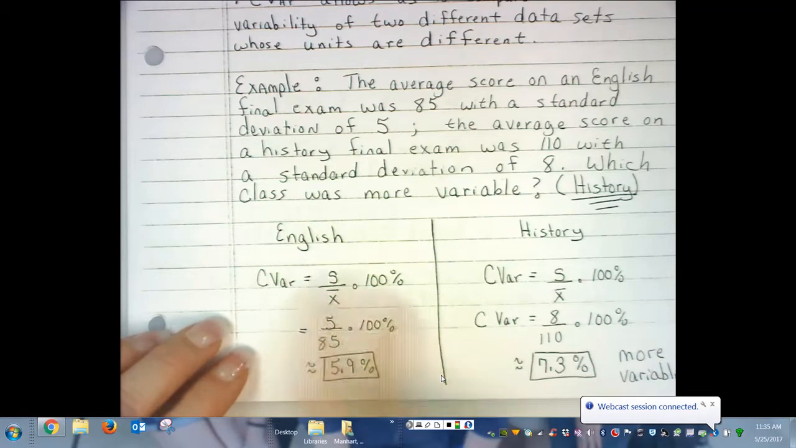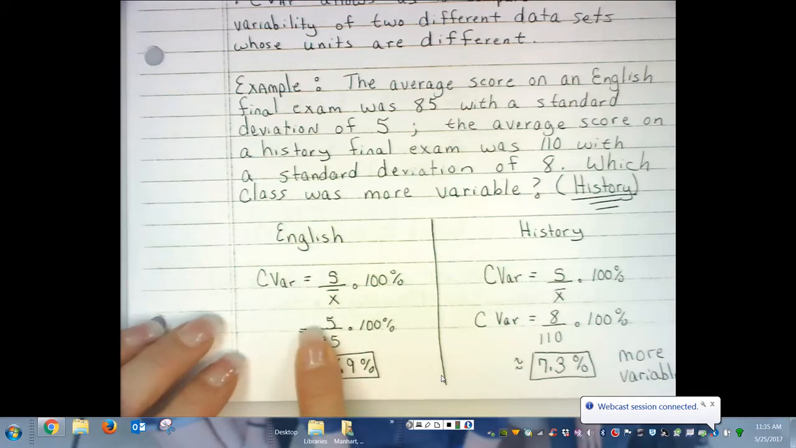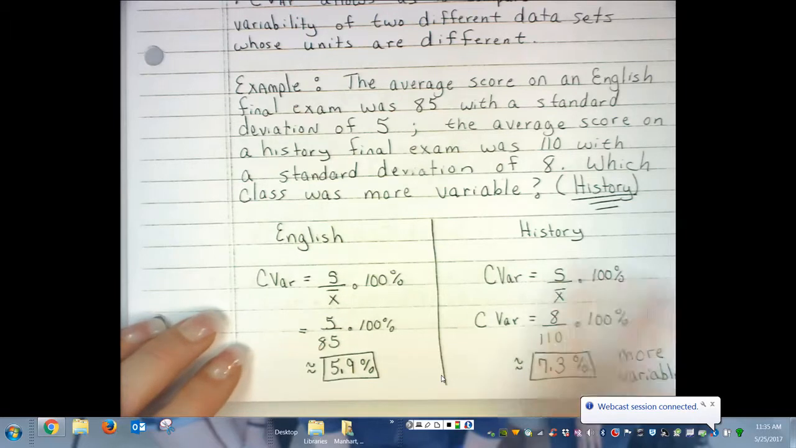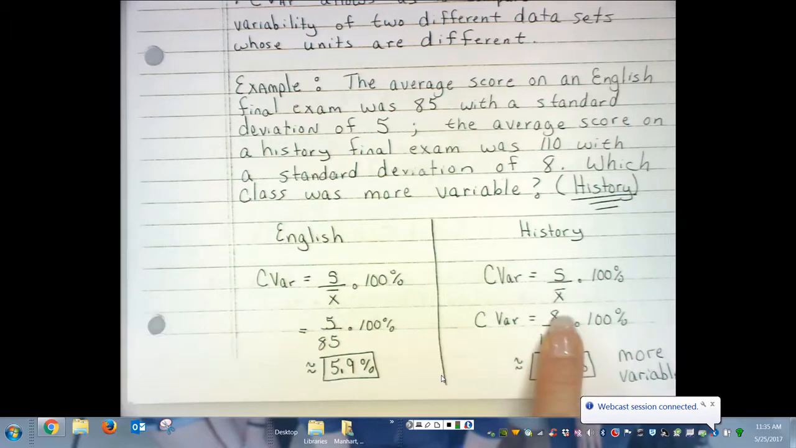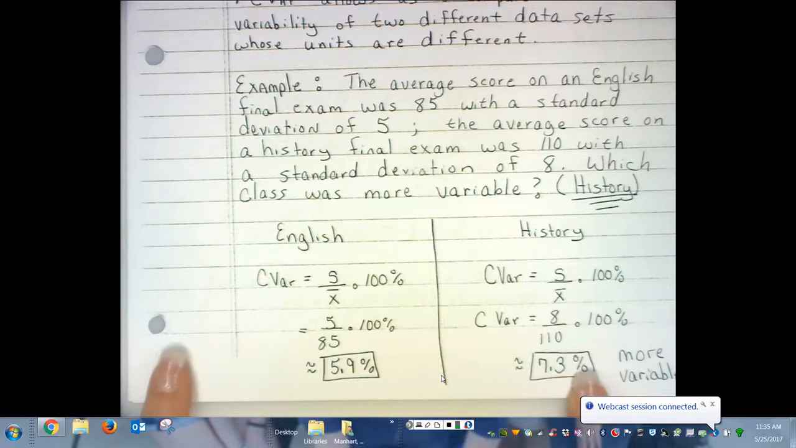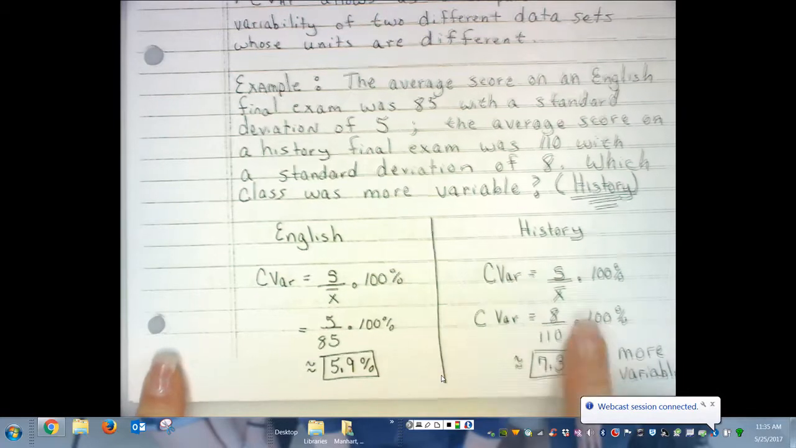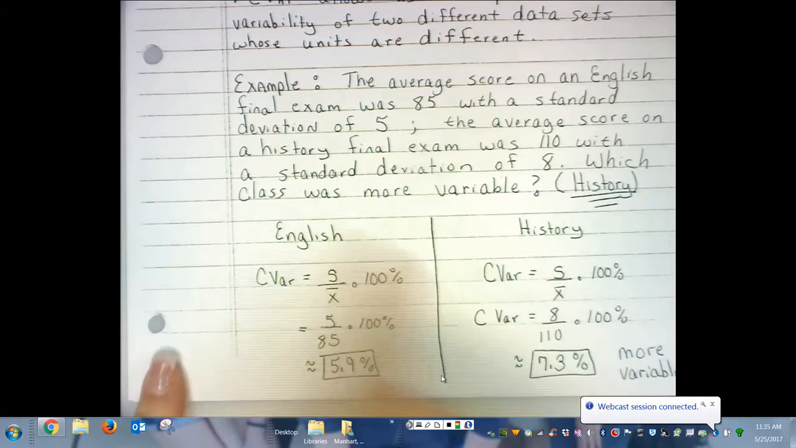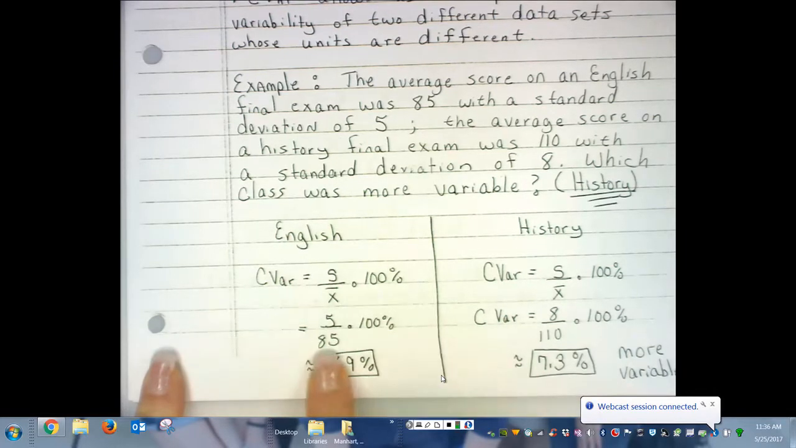Now, we don't know the individual scores of the English students. We don't even know how many students are in that class. We don't know the individual scores of the history students. And we don't know how many students are in that class. But we can still compare their variability by taking the coefficient of variation. More variability with their scores with respect to their class average in history, less variability with their scores with respect to their class average in English. And that's basically it when it comes to coefficient of variation.